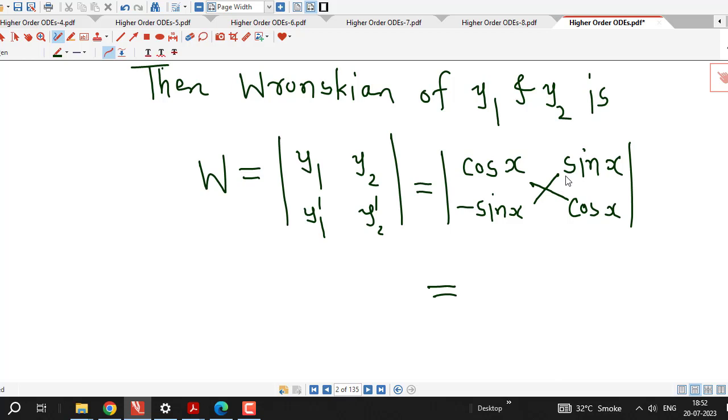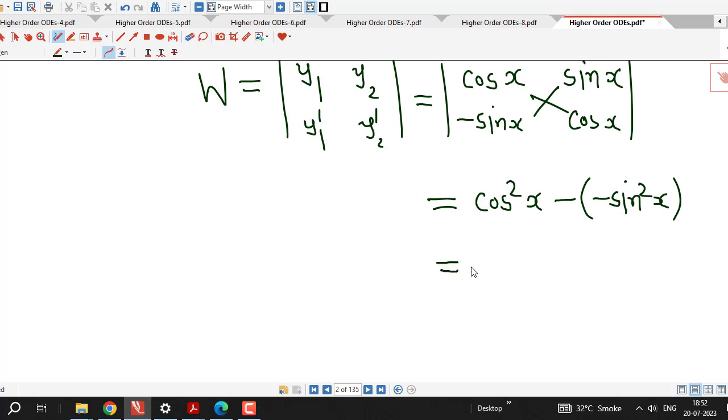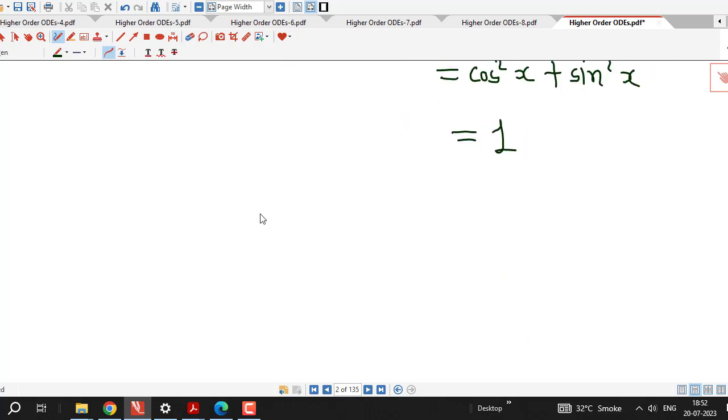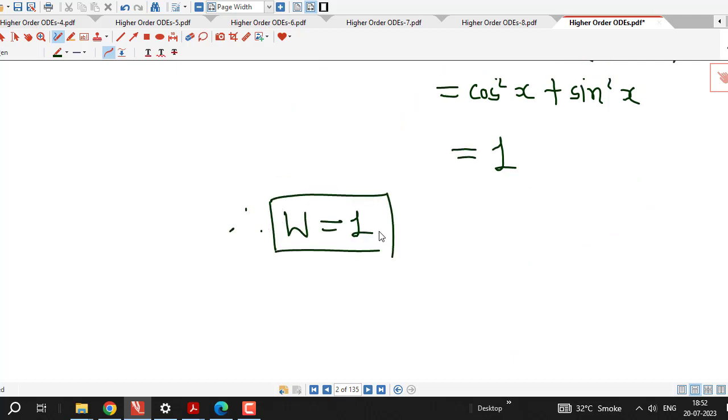We take cross multiplication, cos x into cos x, that is cos square x, minus sin x into minus sin x, that is minus sin square x, and negative negative is positive, and we have cos square x plus sin square x, and we know that this is equal to 1. Therefore the Wronskian determinant is 1 for y1 and y2.